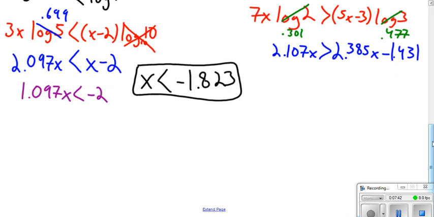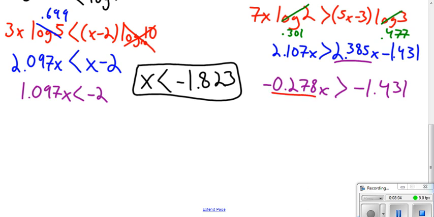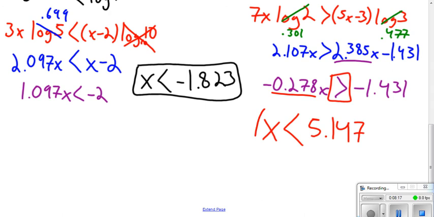We just have to solve for our x value. So we would subtract 2.385x from both sides, which would leave us with negative 0.278x is greater than negative 1.431. Now at this point I would divide both sides by this negative 0.278. And remember, whenever I divide by a negative, flip the sign. So x is less than 5.147. Solution to our inequality.